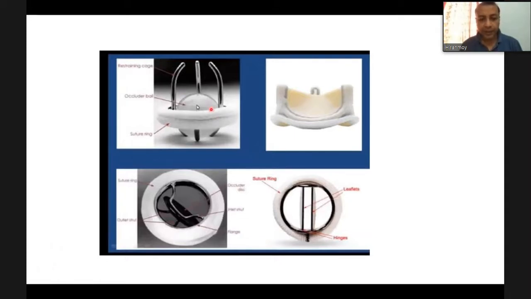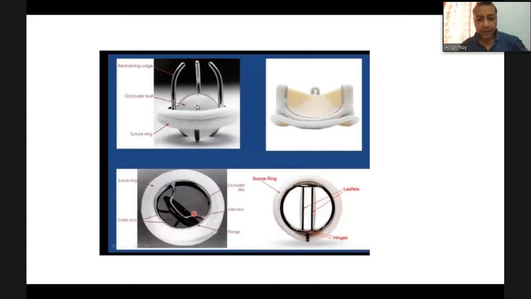This is the older generation Starr-Edwards valve. Another name is ball and cage valve. This is the ball, that is the Silastic ball, and this is the cage. It is not used now. It was used before the 80s, because there were more complications with this valve than with other types of valve. So it is not used now, but before the 80s it was used.